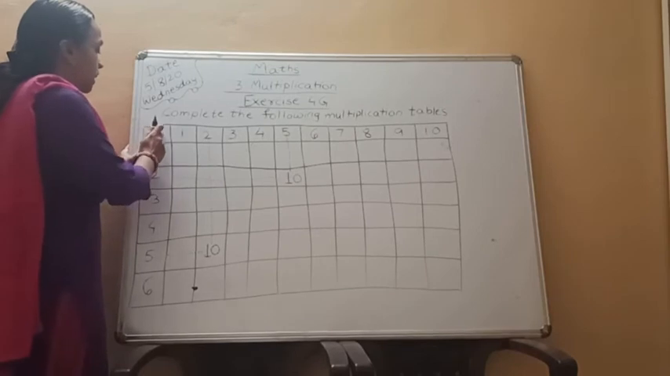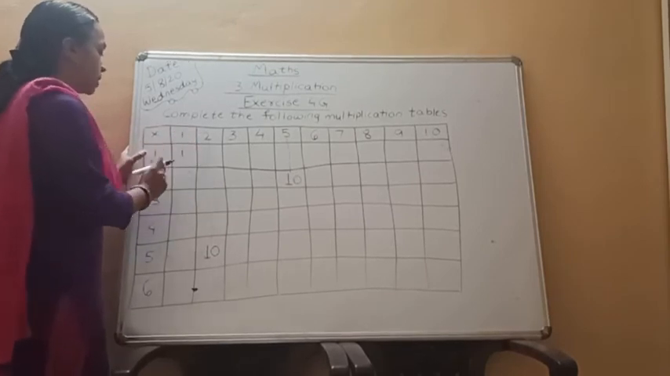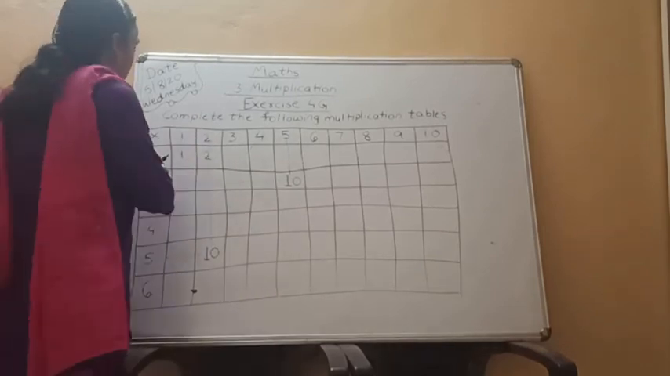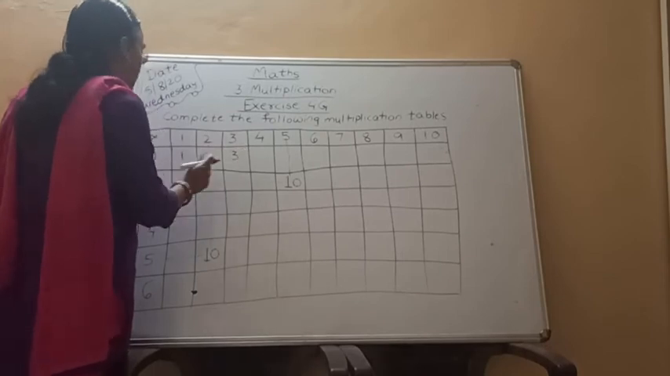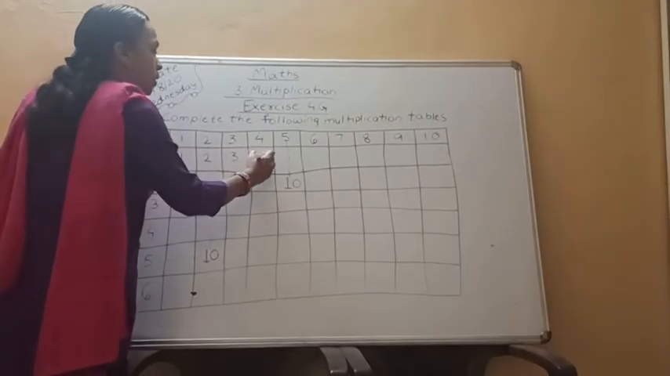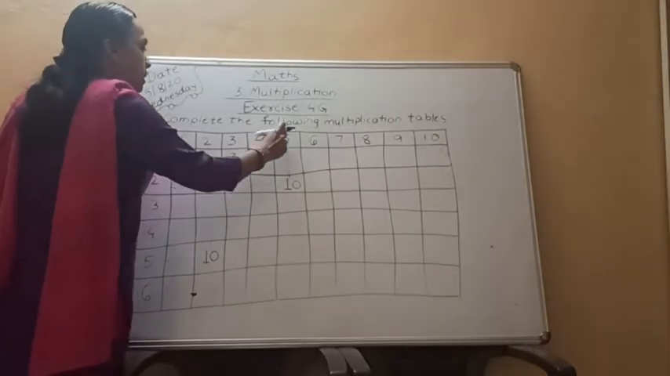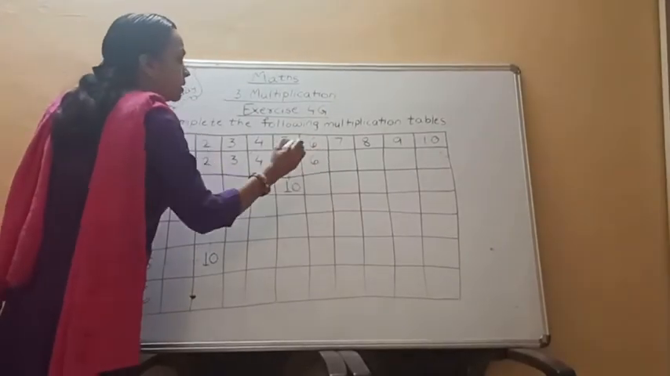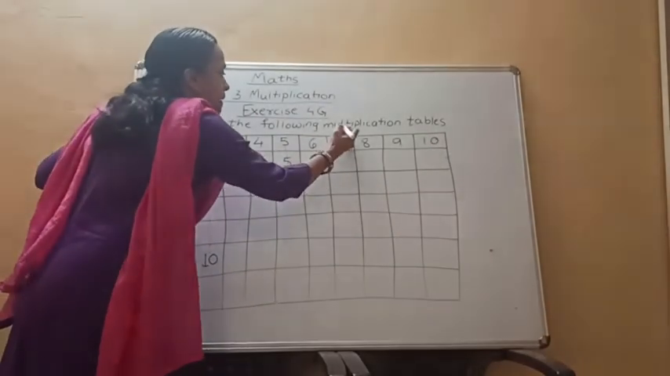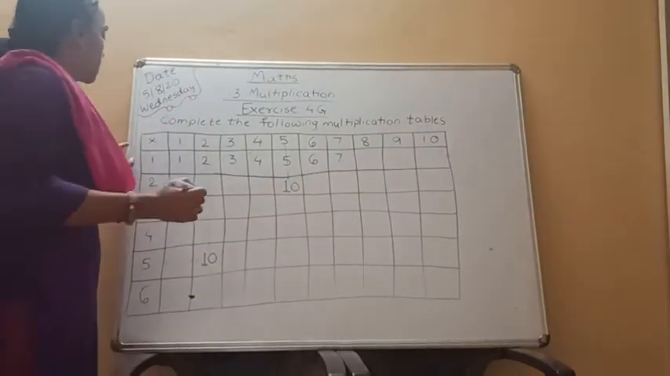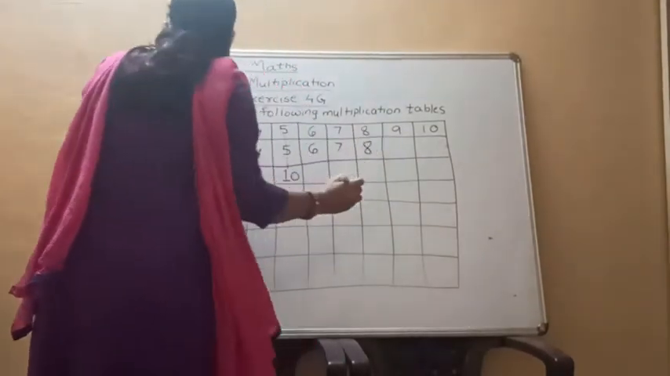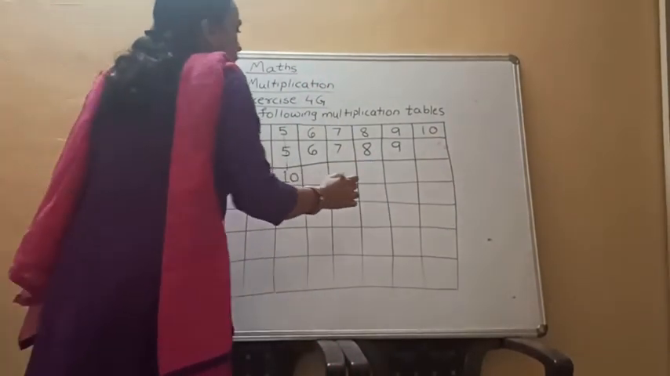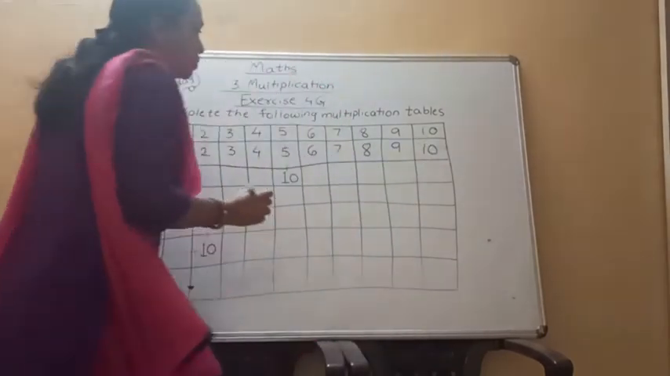So 1 multiplied by 1 equal to 1. 1 multiplied by 2 equal to 2. 1 multiplied by 3 equal to 3. 1 multiplied by 4 equal to 4. 1 multiplied by 5 equal to 5. 1 multiplied by 6 equal to 6. 1 multiplied by 7 equal to 7. 1 multiplied by 8 equal to 8. 1 multiplied by 9 equal to 9. 1 multiplied by 10 equal to 10.